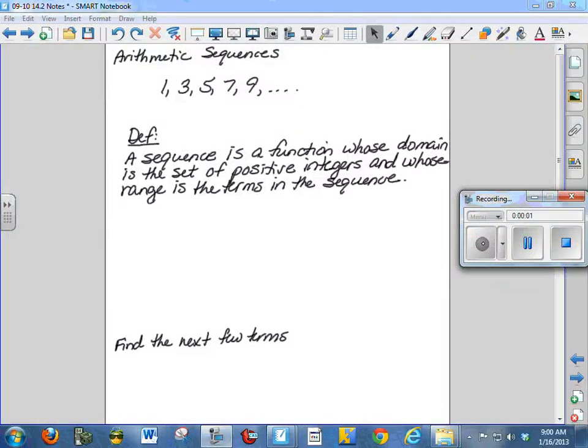Welcome to video number 2 in our Sequences and Series unit. This is information now about arithmetic sequences. You'll see here an arithmetic sequence, 1, 3, 5, 7, and 9. Being astute math students, you will notice that to get from one term to the other, we simply add 2.